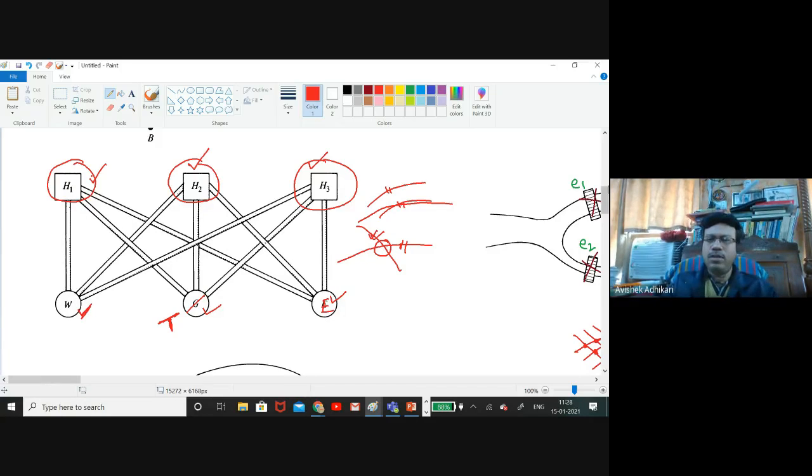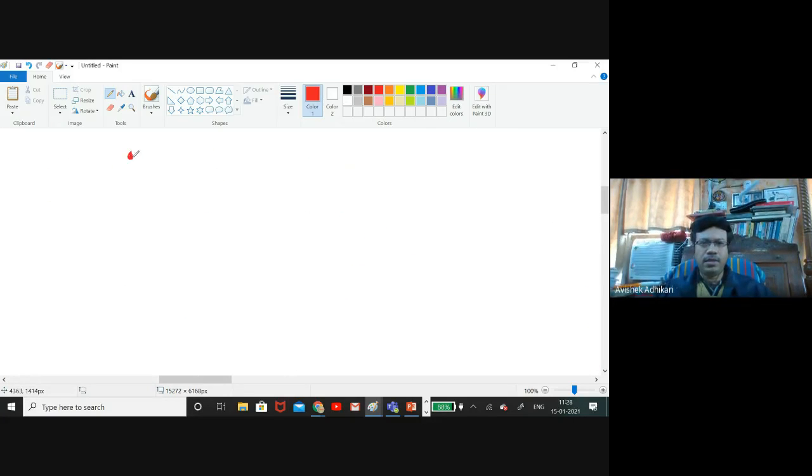Okay, let us have a look at another simple image. Suppose I have this image, and I draw like this. Say this is A, B, C, D, and I have 6 edges: E1, E2, E3, E4, E5, and E6. Now this is a crossing.